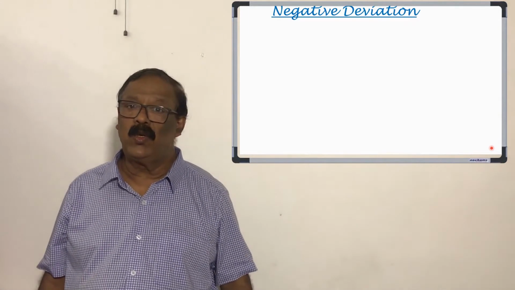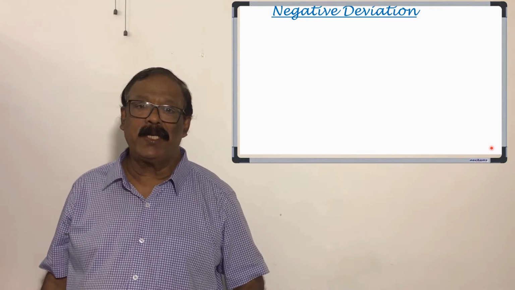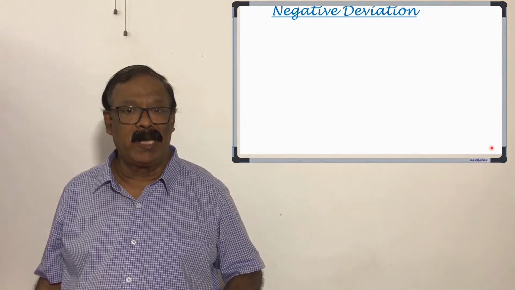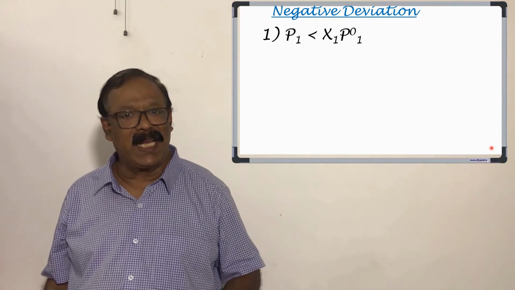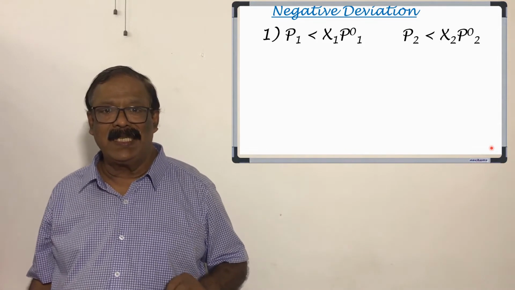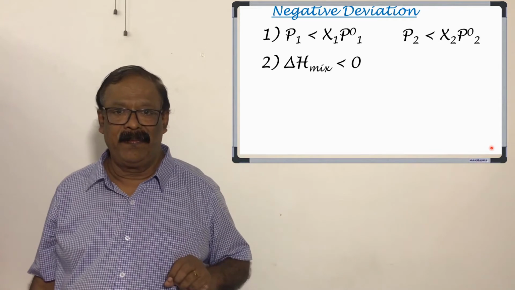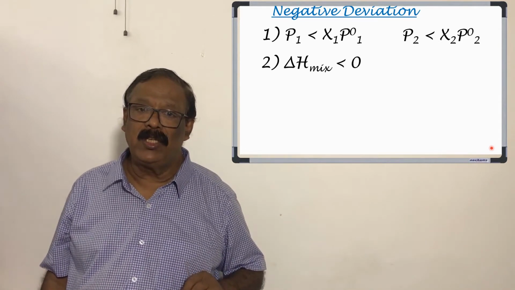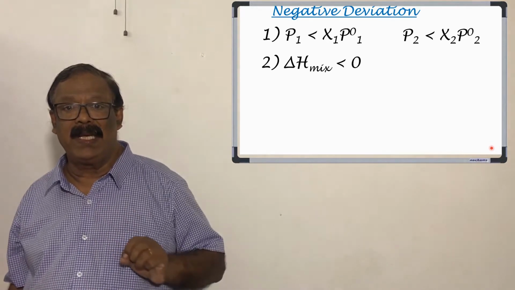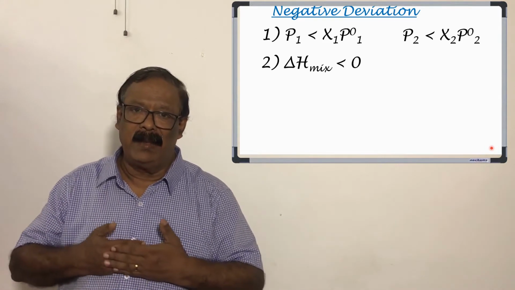Now let us see regarding solutions showing negative deviation. The first property of such a solution is that the vapor pressure observed experimentally will be slightly less than that calculated using Raoult's law. That is, P1 will be less than X1 P01 and P2 will be less than X2 P02. Second point is that delta H mix will be negative. That is, the enthalpy change is less than 0 or the process of mixing is exothermic in nature. That is, heat is liberated when the two liquid components are mixed together.